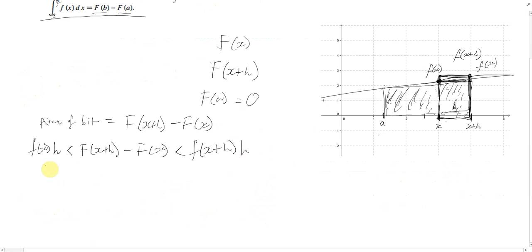Okay, so here we've got this expression now. The area we're looking for is sandwiched between these two expressions here, somewhere between those two. So what we can do is divide everything by h, since there's an h here and an h out there. So we've got f of x smaller than, and if we divide the middle bit by h as well, f of x plus h minus f of x, all over h, smaller than f of x plus h. There we go, so it's sandwiched between those two bits.